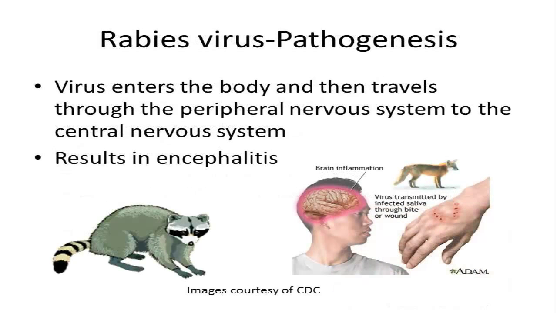When the rabies virus enters the body, it travels up through the peripheral nervous system into the spinal cord and then enters the brain. In the brain, the rabies virus causes an inflammation known as encephalitis. This inflammation can cause a number of clinical signs.